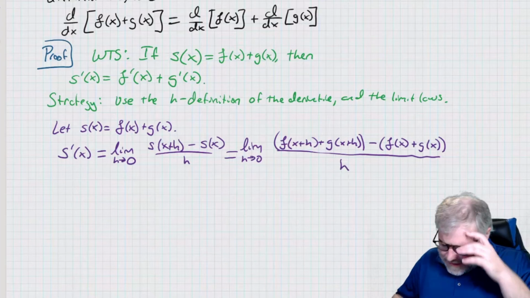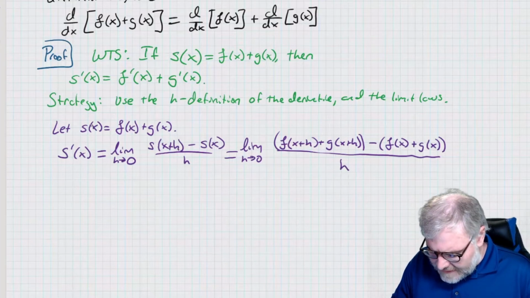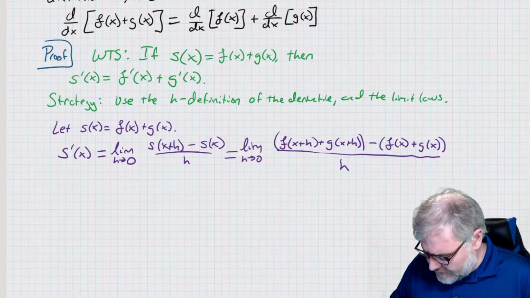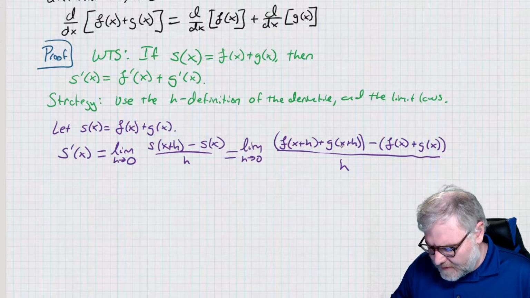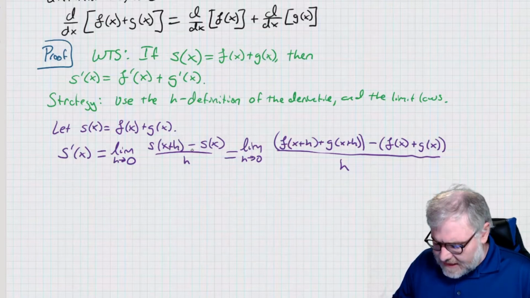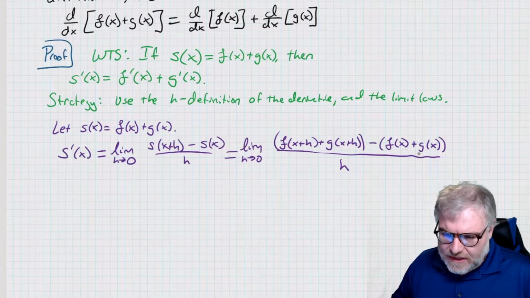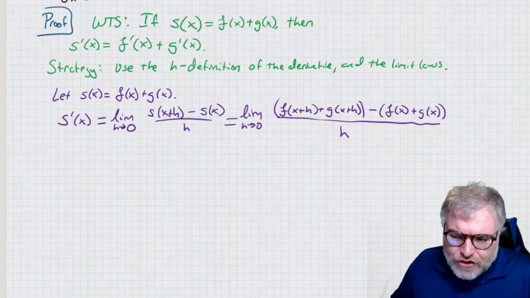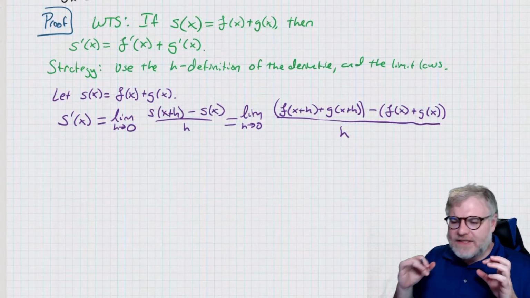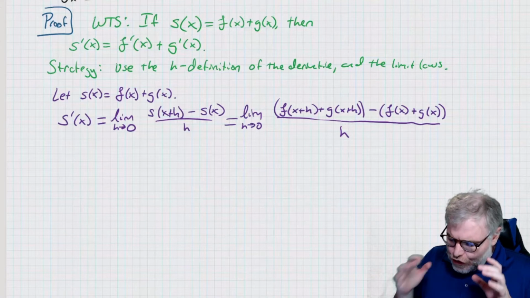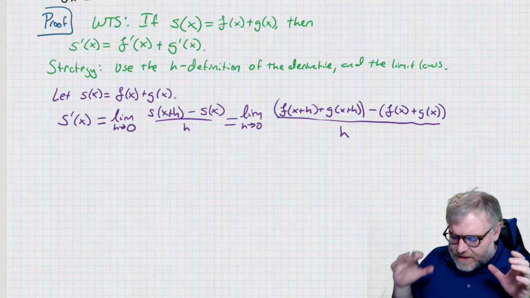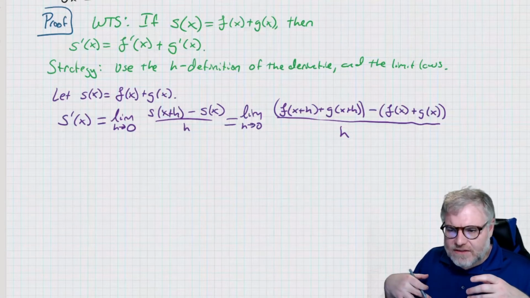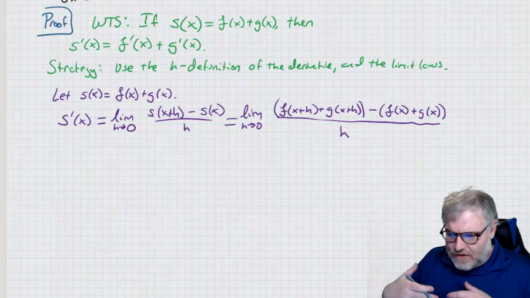So this piece right here, s of x plus h. s of x is f of x plus g of x. So that means s of x plus h is, by the definition of s, f of x plus h plus g of x plus h. And then s minus f of x is minus f of x plus g of x, all over h. And my goal is to get to 2 pieces. My final piece of my proof should look like f of x plus h minus f of x over h plus g of x plus h minus g of x all over h.